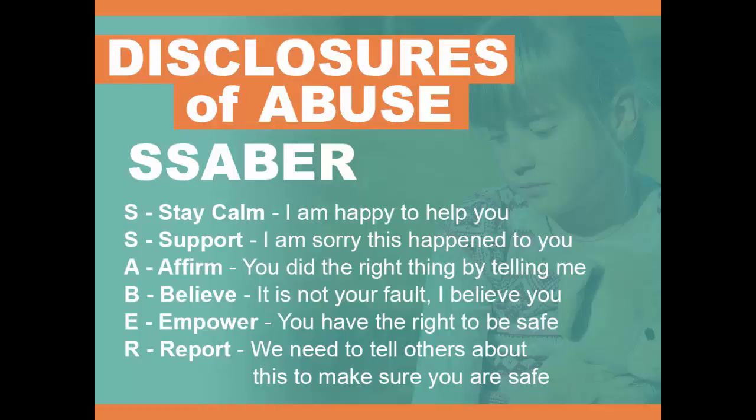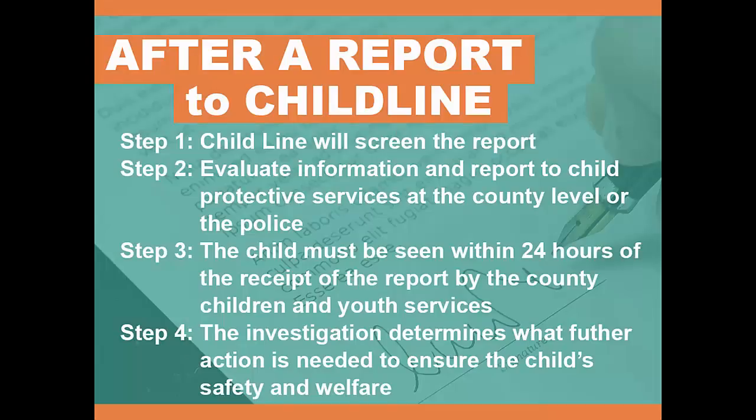It's important to note that Isabel's abuser was actually another child. Not only adults, but also children can commit child abuse. In fact, statistics show that in 1/3 of all child sexual abuse cases, the abuser is under the age of 18. All incidents of child abuse, whether the suspected abuser is another child or adult, must be reported to Childline. So, what happens after a report to Childline?